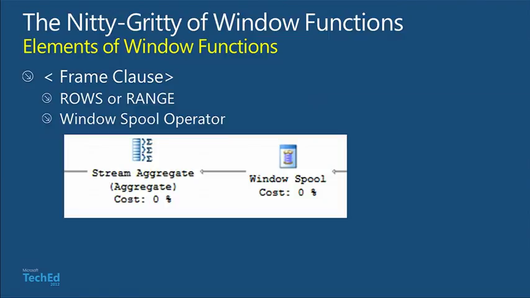The window spool operator. This is very important. The window spool operator is introduced during the query optimization stage. So if you try to use SSMS 2008 to run 2012 queries, normally you are okay. But if you use a window function and try to see the execution plan, it will come back with an error, because the window spool is not implemented in the older versions. So the window spool is very important if you try to do query optimization using window functions.